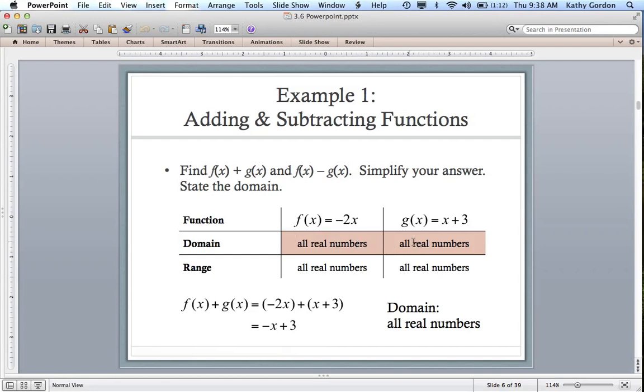Now in this case, because both of the domains were all real numbers, it makes sense that our result is going to be all real numbers. But if these two domains differ, then we're going to have to decide what the proper domain should actually be. So in this case, it's pretty obvious. All real numbers for both means our result is going to be all real numbers.